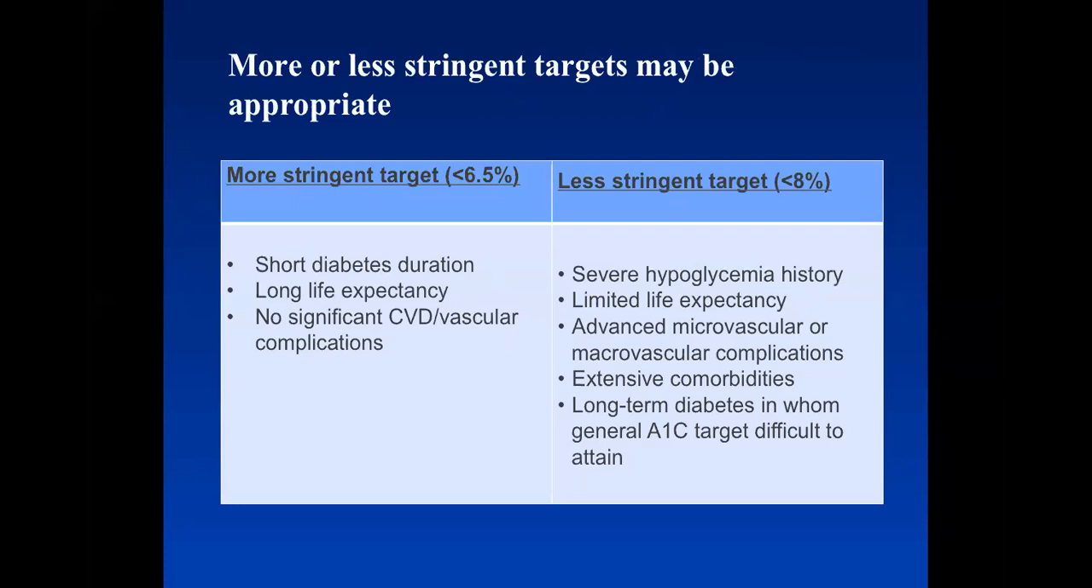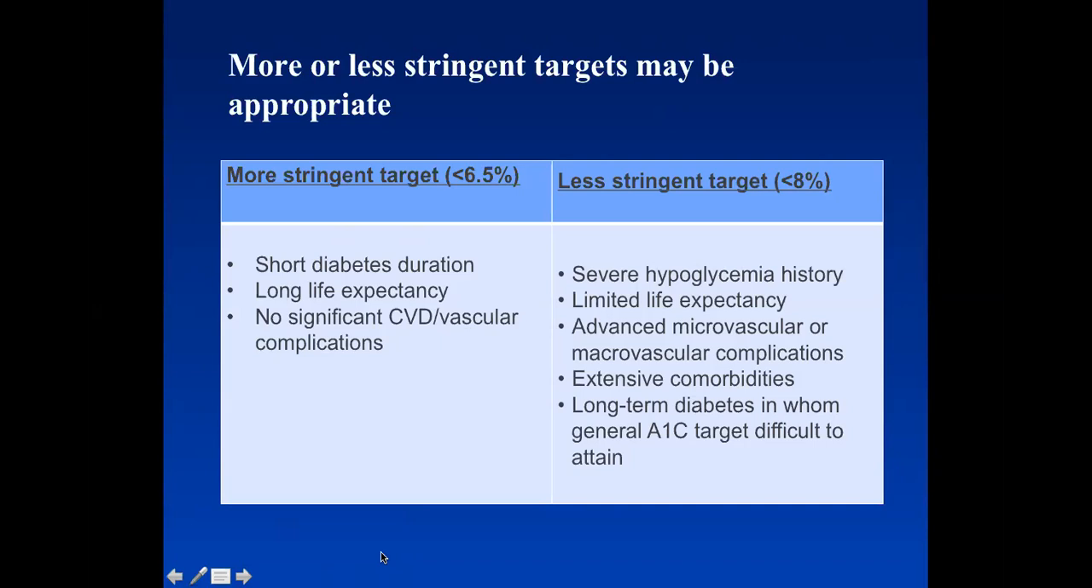You can apply very strict targets, like even HbA1c less than 6.5%, in a certain group of patients. If the patient hasn't had diabetes for a long time, and if it is a young patient who has a long life expectancy, you want to minimize developing complications. And if he or she doesn't have significant cardiovascular complications, you can apply very strict glycemic control.